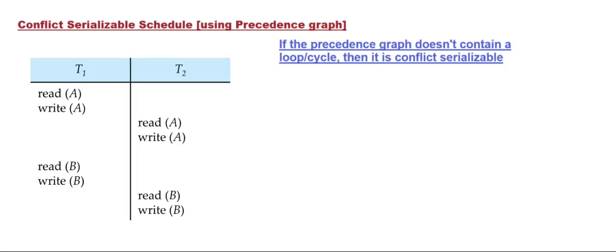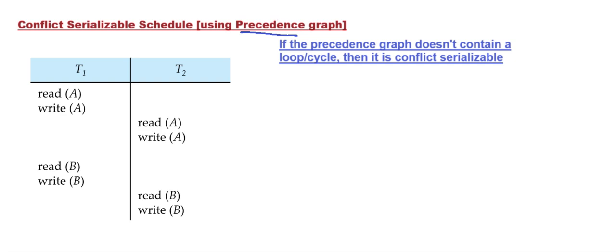In this video we are going to talk about detecting conflict serializability using the precedence graph technique. We will detect whether the schedule is conflict serializable or not by using the precedence graph. This is the second way of identifying. The first way is swapping the non-conflicting instructions, which we have already discussed in the previous video. Here we are going to talk about the conflict serializable schedule using the precedence graph.